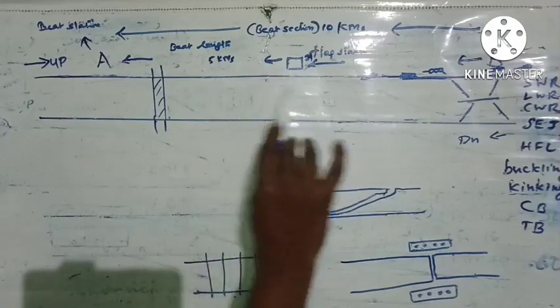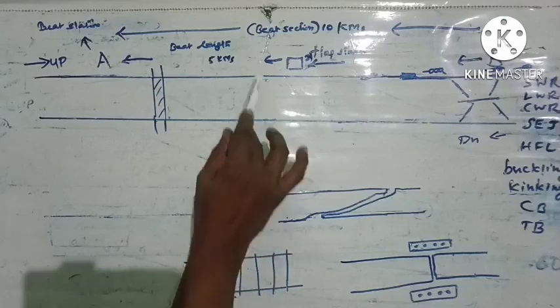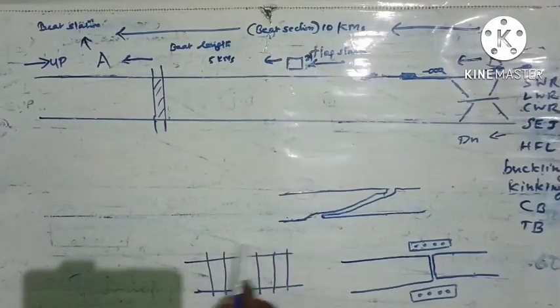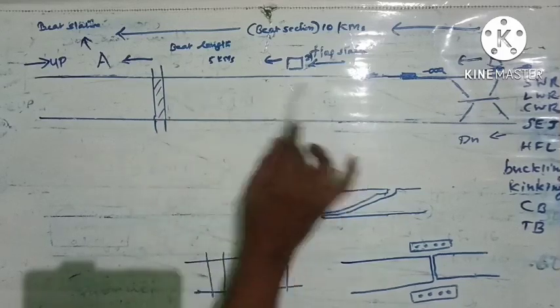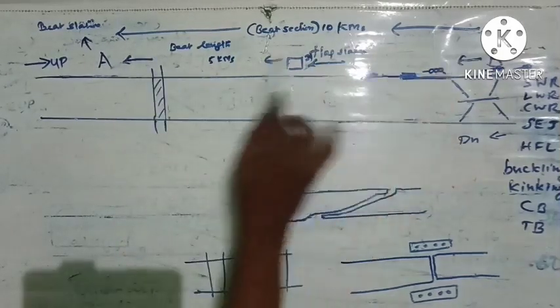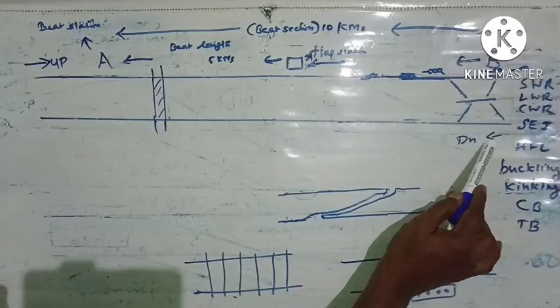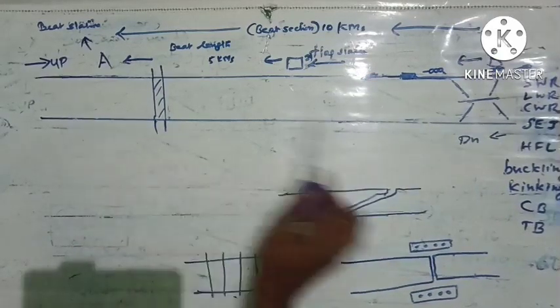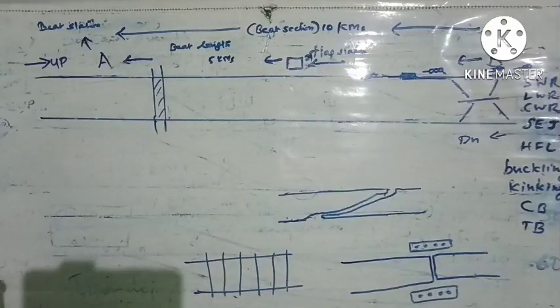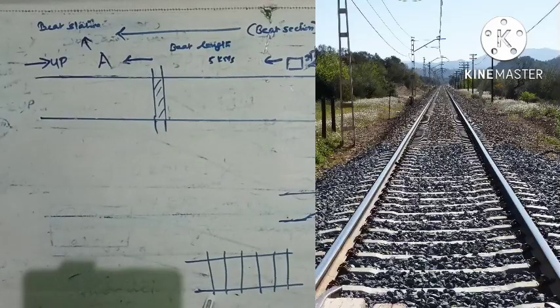Now how is this permanent way constructed? We just take a portion of this track here. So the track will be like this. Here this is a double line from station A to station B, this is the up line, and from B to A, this direction is the down line. So let us see a portion of the track.